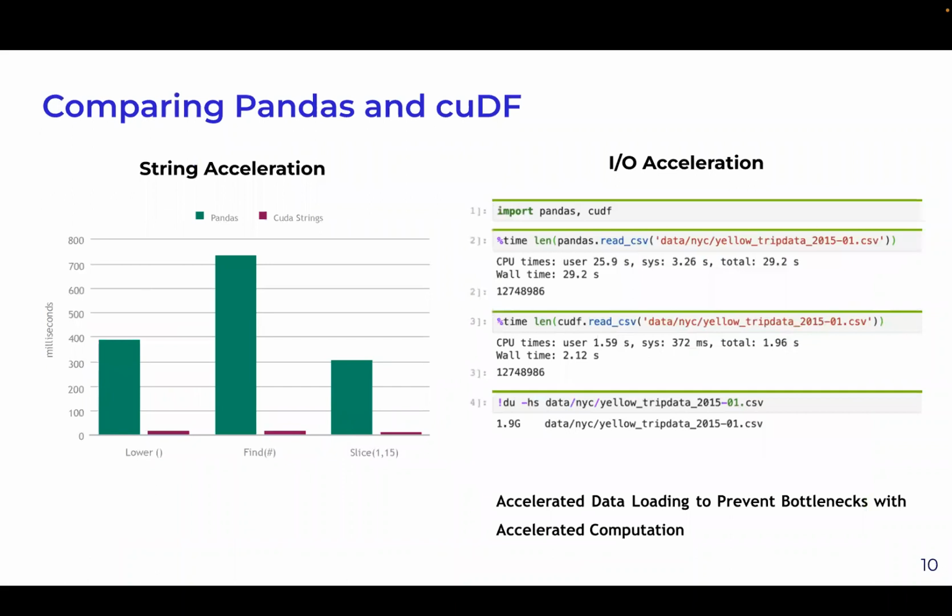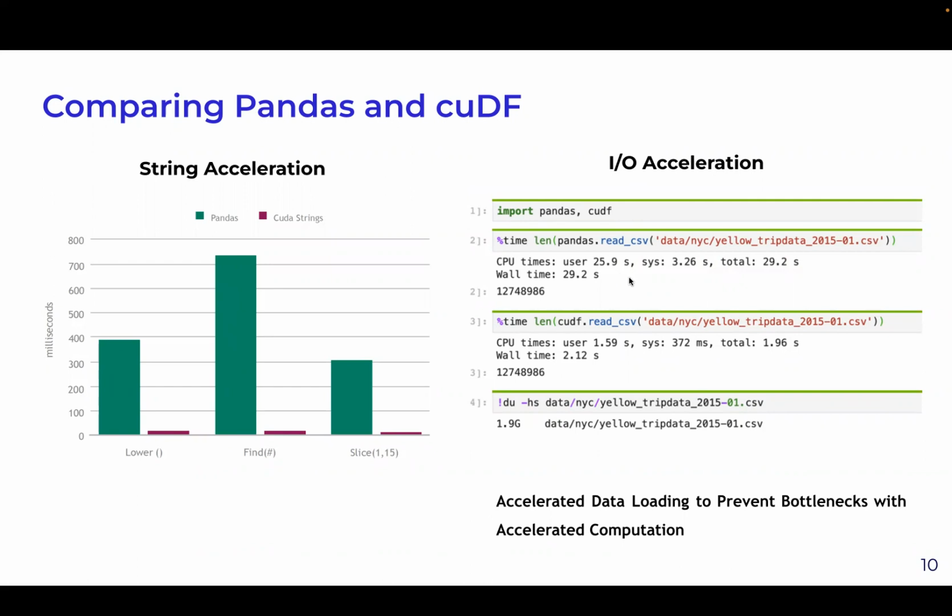Comparing Pandas and cuDF, these are some of the benchmarks for commonly used operations. For string operations, you can see the time taken by Pandas when you lowercase, and with cuDF to find a particular regex format. You can see in all these benchmarks, the time is very low using cuDF.